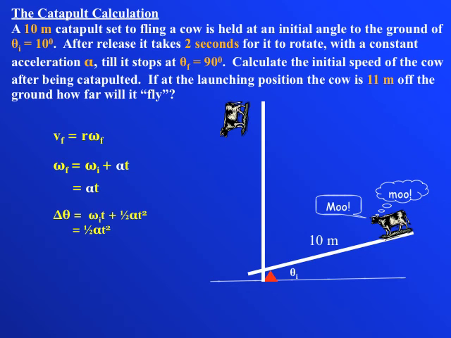Solving for alpha, given the angle that the cow swept and the time, we can plug it back into our original equation. Omega final equals alpha times t, all known quantities. Now that we know the final omega, we know the final tangential velocity that the cow has when it leaves, or any object leaves when it's being catapulted or flung. Thus we have calculated the final speed of the cow as it's being launched from this catapult.